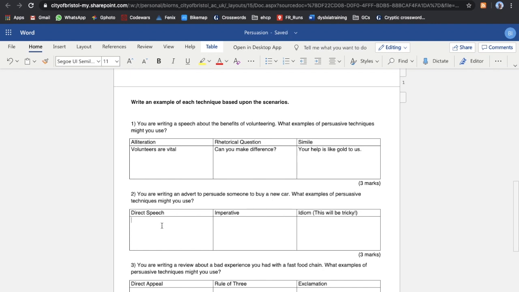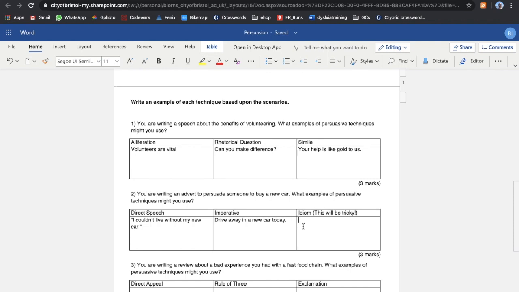For number 2 then, you're writing an advert to persuade someone to buy a new car. What persuasive techniques might you use? So for direct speech, we want somebody saying something positive about either new cars or a garage. So you might say something like, I couldn't live without my new car. For imperatives, we want to give someone an instruction, a command, telling them to do something. So we might say something like, drive away in a new car today. As well as the imperative drive, we've got a bit of a rhyme in there with away and today too.